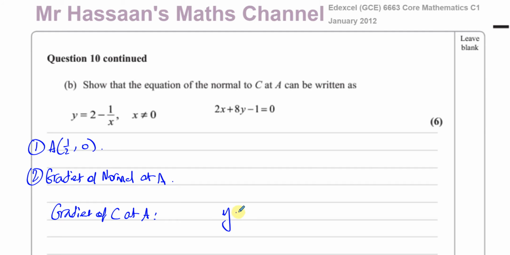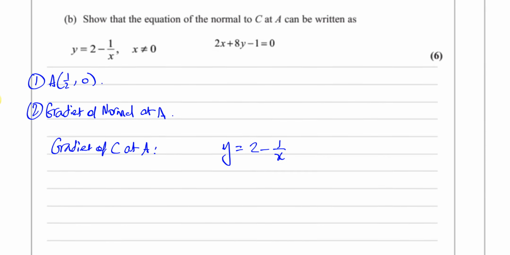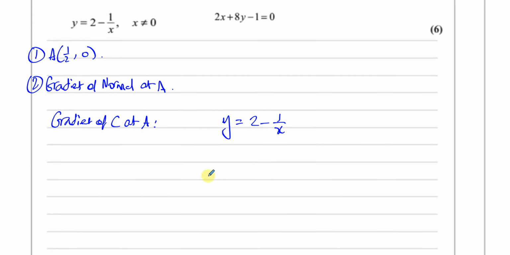So y equals 2 minus 1 over x. Now dy/dx is the gradient function. When I differentiate this, I get what's called the gradient function. Well, first of all, let's get it ready for differentiation. Before we differentiate it, we can write this as 2 minus x to the power of minus 1. So the denominator is not in index form, write it in index form.